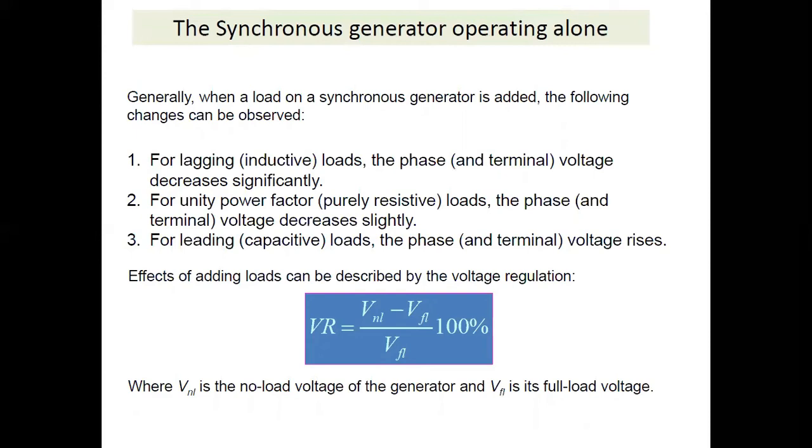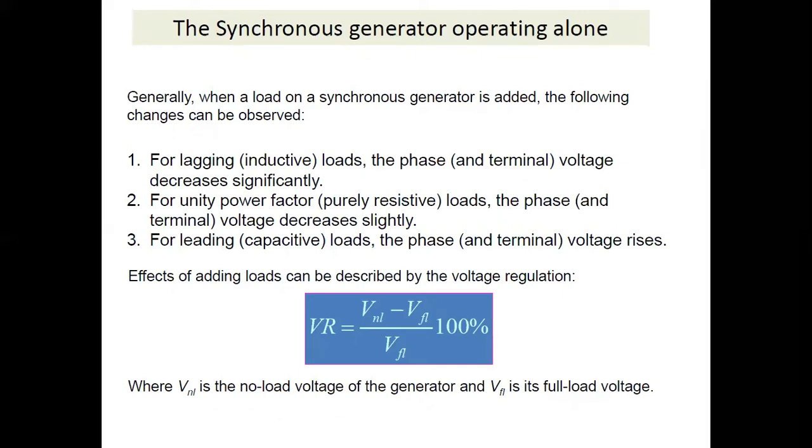Generally, when load is added on the synchronous generator, the following changes can be observed. For the lagging power factor, from the previous phasor diagrams, we can draw conclusive statements. For lagging, which is inductive loads, the phase voltage decreases significantly. For unity power factor, voltage decreases very slightly. And for leading power factor, voltage is increasing. The effects of adding loads can be described by the voltage regulation.